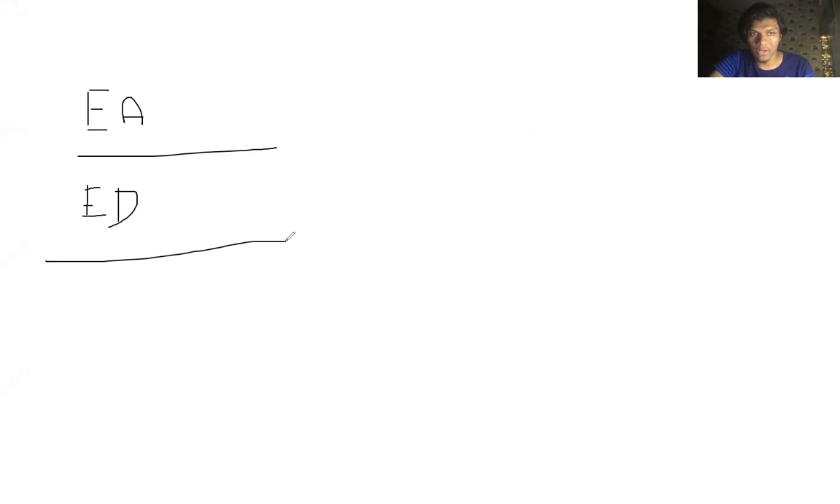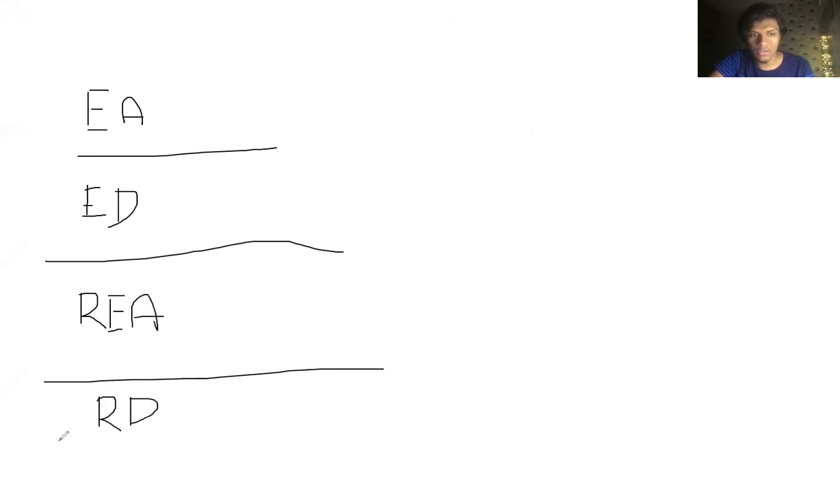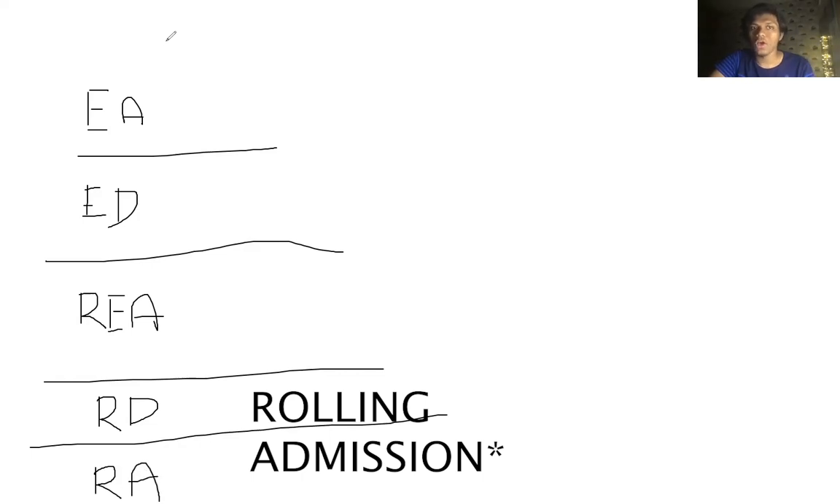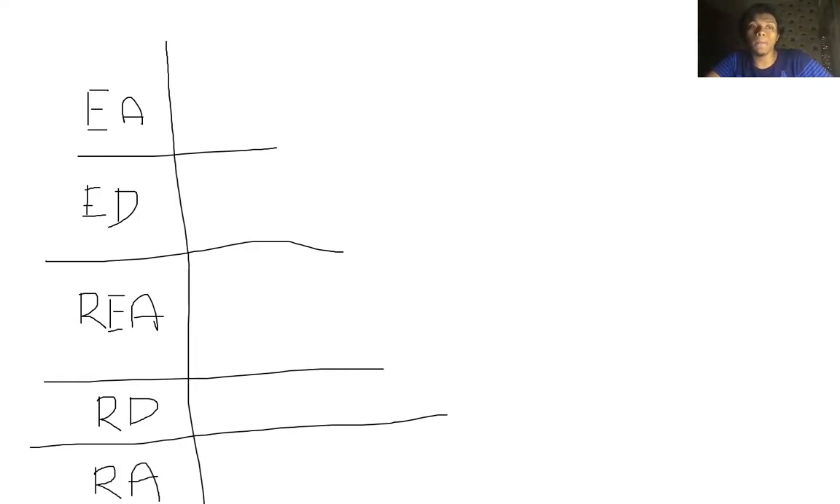So today we are going to be talking about early action, which is EA, early decision, which is ED, restrictive early action, regular decision, and rolling admissions. If you are a high school senior planning to apply to colleges in the US, these are the five terms you have to be familiar with, because these are the ways that you can apply: early action, early decision, restrictive early action, regular decision, and rolling admissions.